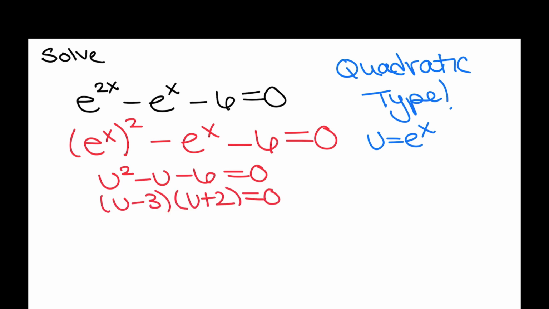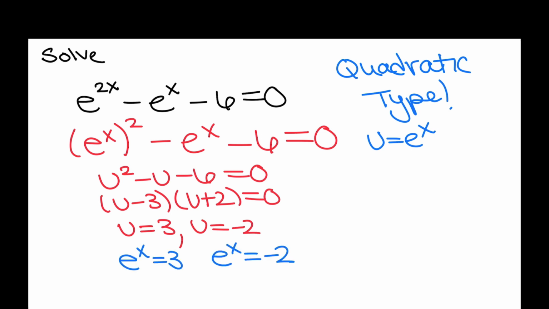This one, though, we can factor because 3 times 2 is 6, and if I make it a minus 3 and a plus 2, that'll definitely add up to negative 1. So my factors are u minus 3 and u plus 2. That tells me that u has to equal 3, or u could equal negative 2. We're not actually done, though, because u was e to the x. So now we've got 2 equations. e to the x could equal 3, or e to the x could equal negative 2.